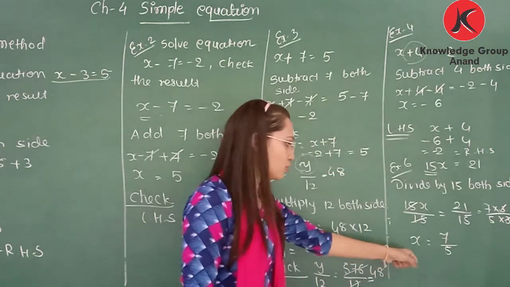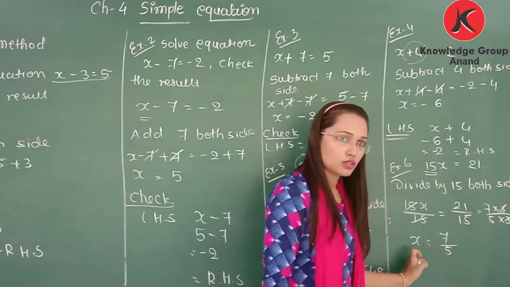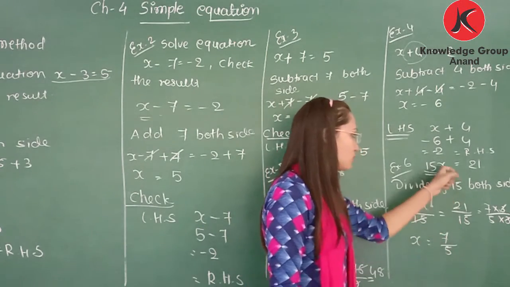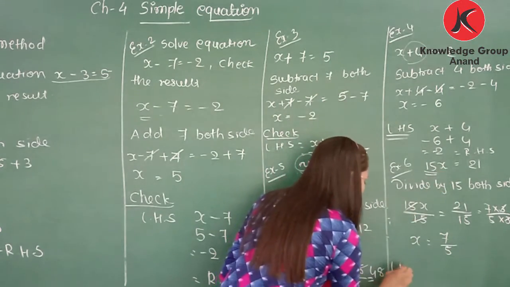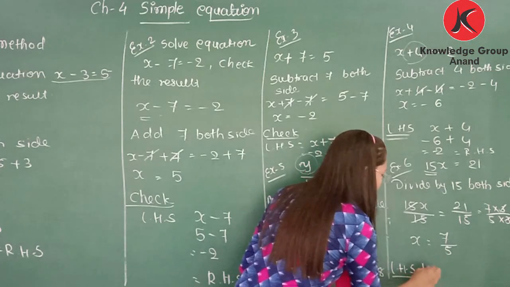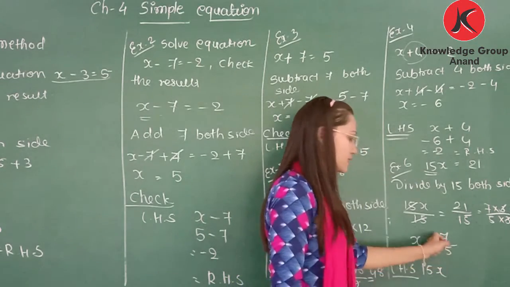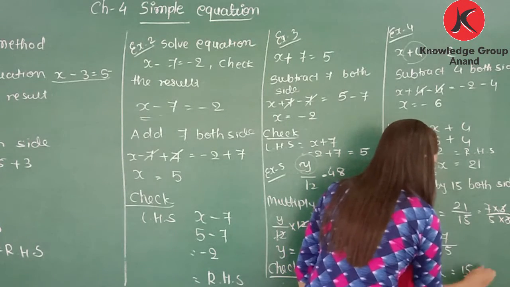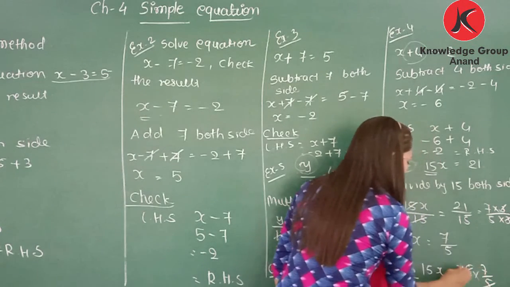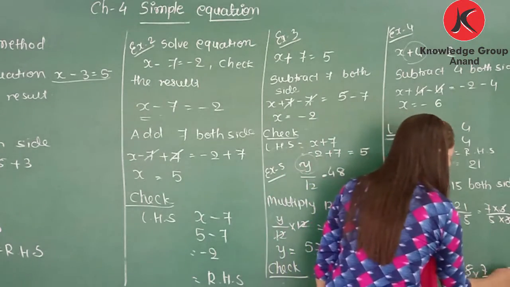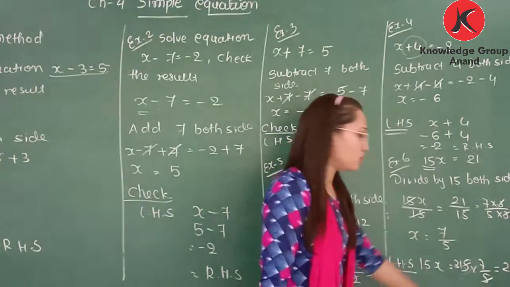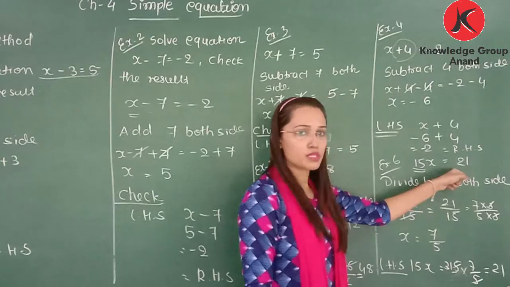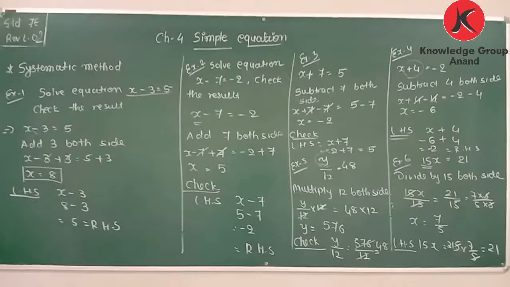Now again you can check your result, whether it is correct or not. Write the value 7 by 5 in this side. So our left hand side is 15x. So instead of x, write 7 by 5. So it is 15 multiplied by 7 by 5. 5 threes are 15, 7 threes are 21. So we get our right hand side. So our answer is correct.